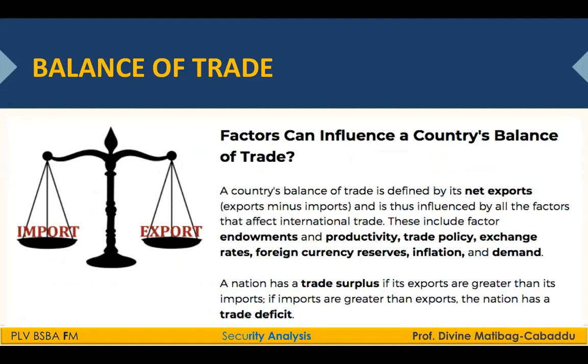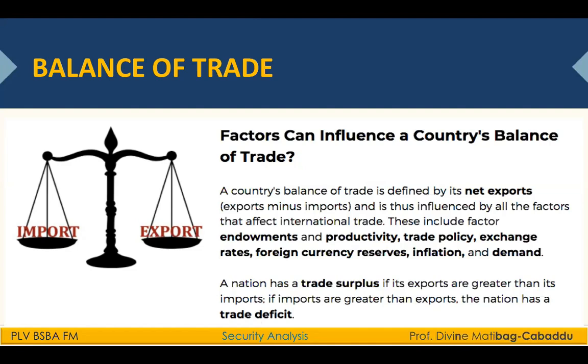Okay, what are the factors that affect a country's balance of trade? The balance of trade is defined by its net exports. So exports minus imports. And ideally, our exports should exceed our imports. Okay, there are factors that we need to consider like endowments, productivity, trade policy, exchange rate, foreign currency reserves, inflation, and demand. Okay, when we say trade surplus, it means exports are greater than imports. And when we say trade deficit, our imports are greater than our exports.